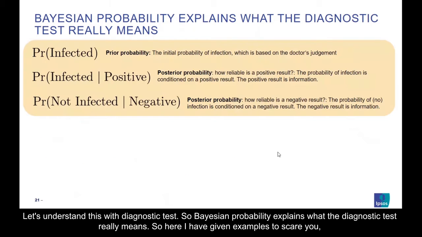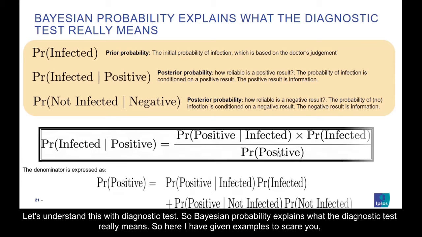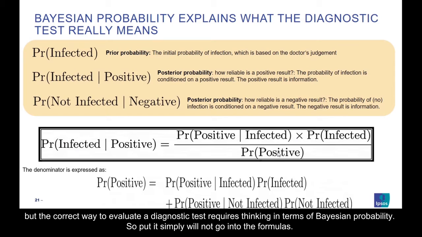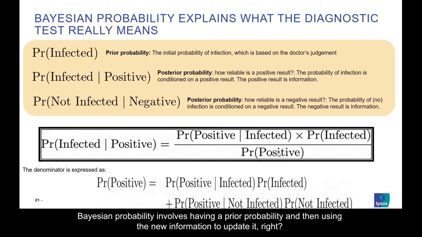Now, let's understand this with diagnostic tests. So Bayesian probability explains what the diagnostic test really means. Here I have given examples to scare you, but the correct way to evaluate a diagnostic test requires thinking in terms of Bayesian probability. To put it simply, we'll not go into the formulas. Bayesian probability involves having a prior probability and then using new information to update it, right?